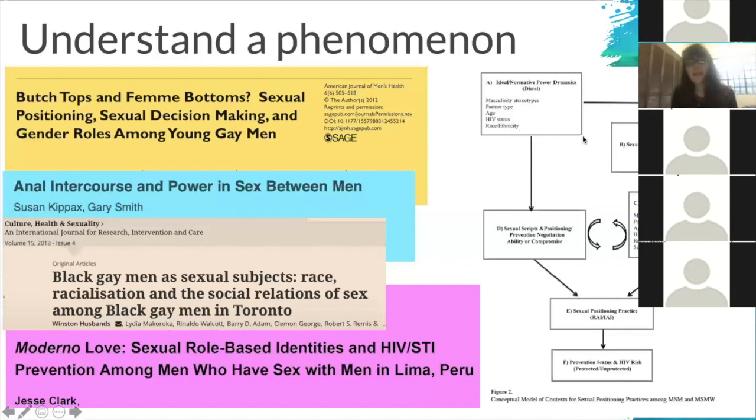So basically, in this framework that was built around all of these papers, and a big proportion of the literature is from qualitative research, they found that this was mainly driven by masculine stereotypes, by partner type, by age, by HIV status, and by race and ethnicity. And all of these findings are important in terms of informing the population structure in our mathematical models, as well as the parameterization of who is having what type of sex act with whom.